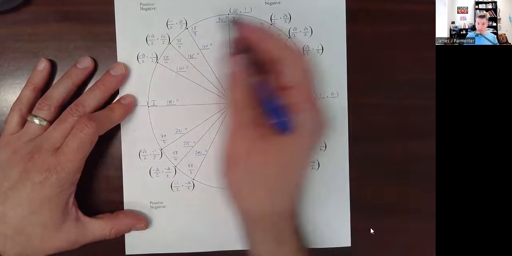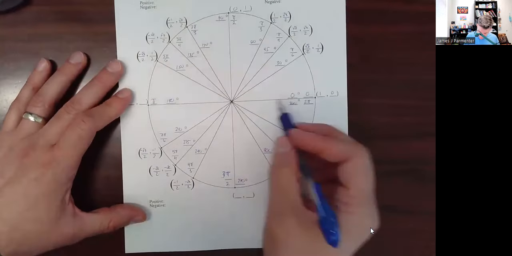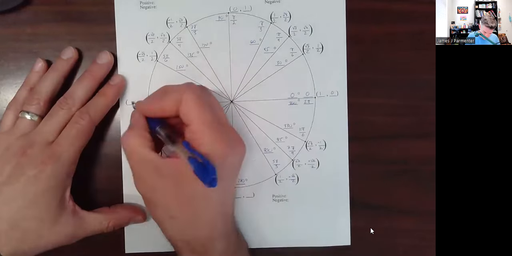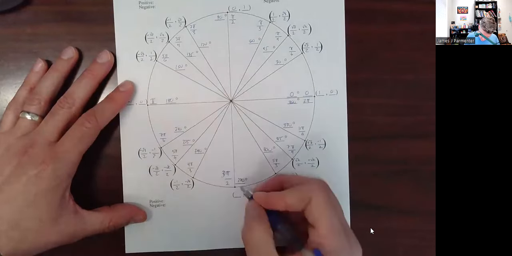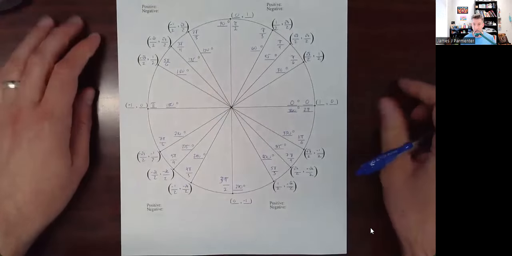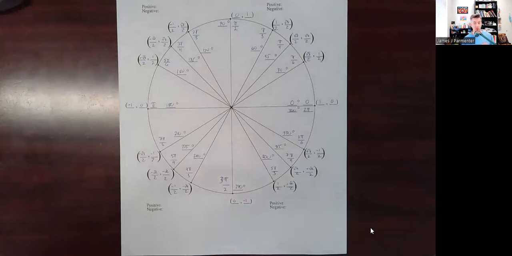Finally, the quadrantal angles. 1 to the right is 1, 0. 1 up is 0, 1. 1 to the left is negative 1, 0. And 1 down is 0, negative 1. That is a totally valid way of just knowing all this. But then you have to know how it works, right?